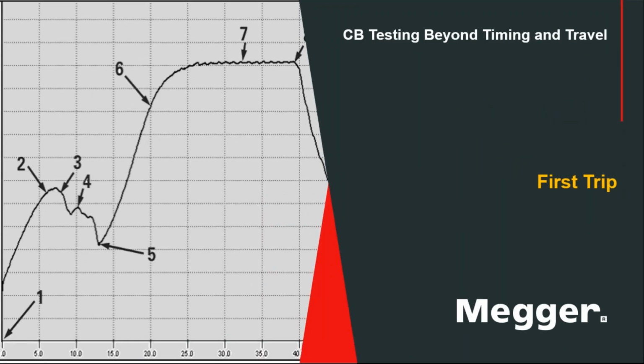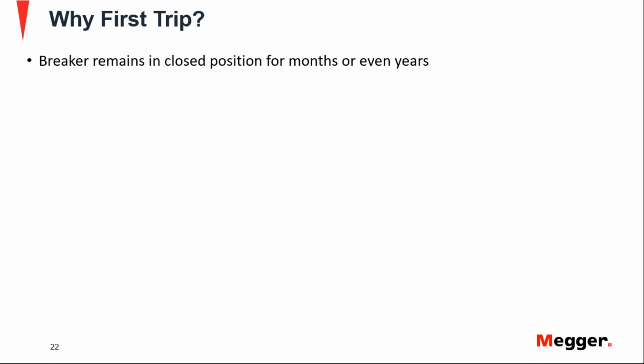Next one is first trip. So this is a diagnostic test. This is a test that is performed to get probably a similar type of information that you get when you do conventional timing, but at a different moment. So let's see, why first trip? The life of a breaker is usually to remain in close operation for a very long period of time. Usually breakers do not operate that often unless they are in a distribution circuit or something like that where they need to reclose, but usually breakers remain in the closed position for months or even years.